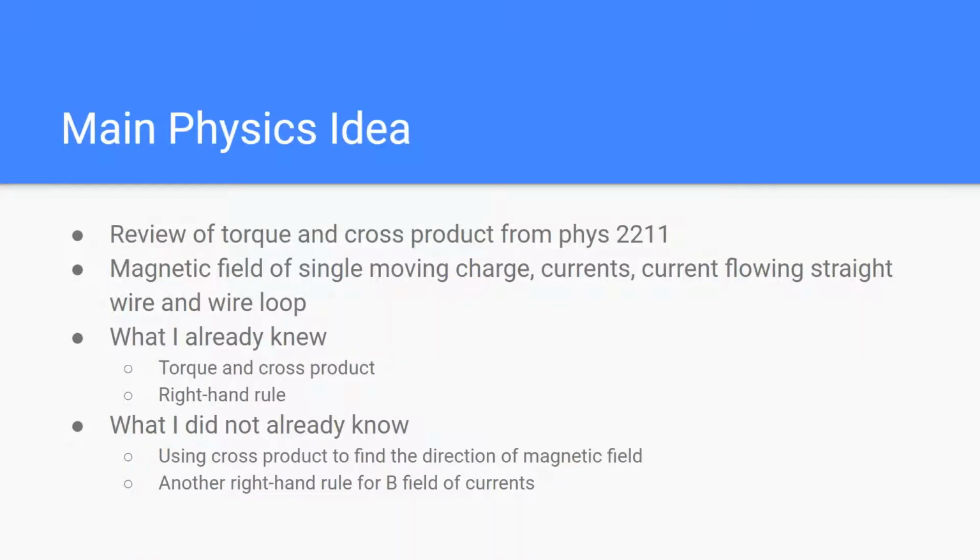For this week, the main physics idea was the review on torque and cross product, which was from Physics 2211, and the magnetic field of a single moving charge, currents, and currents flowing in a straight wire and wire loop. So basically for torque, we already knew that torque is equal to the cross product of r and the force.